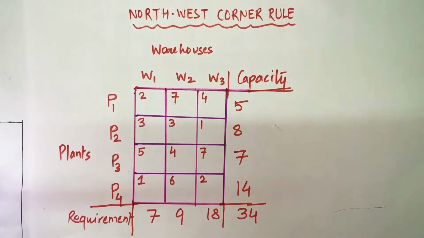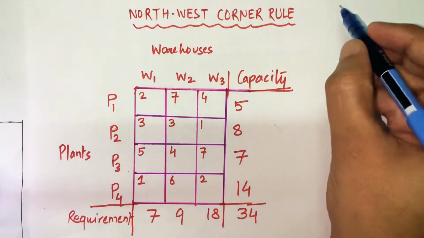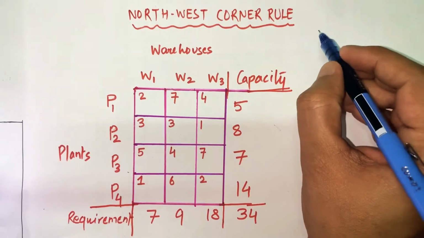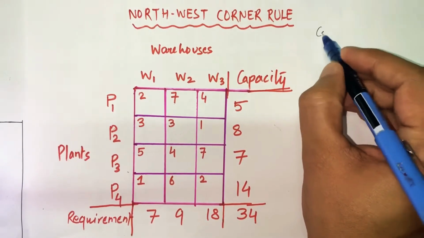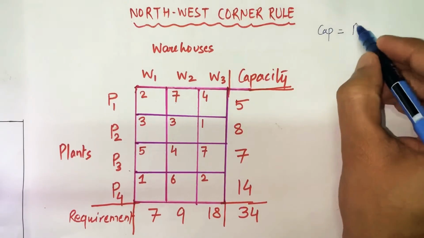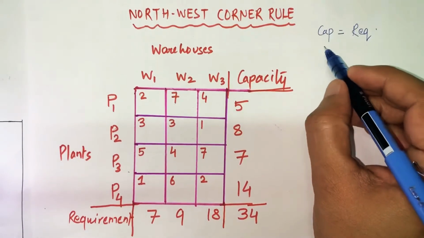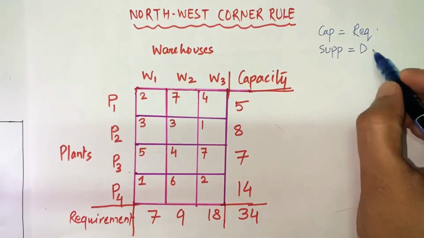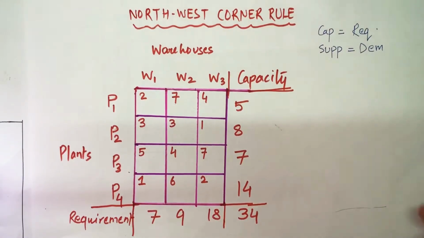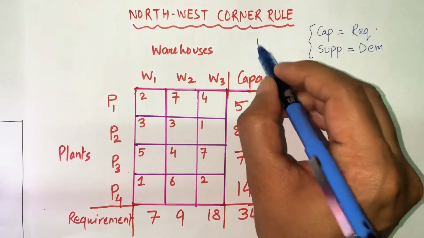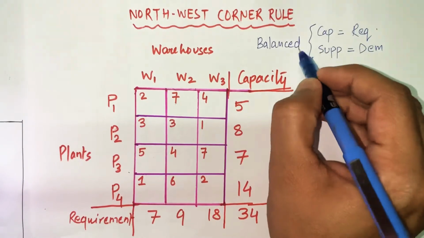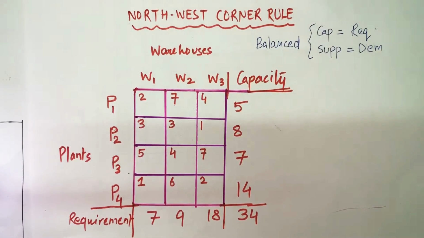My job here is to design a transportation plan so that all the demand can be catered by the supply. If I sum the capacities, 8 plus 5 plus 7 plus 14, that is 34. The requirement, 7 plus 9 plus 18, is also 34. The first thing I need to check is whether my transportation problem is balanced or not. If capacity is equal to requirement, you can call it capacity or supply, and requirement or demand, then the problem is called a balanced transportation problem. If supply is not equal to demand, capacity is not equal to requirement, then it is called an unbalanced transportation problem. If the problem is unbalanced, we balance it first, then we solve it.